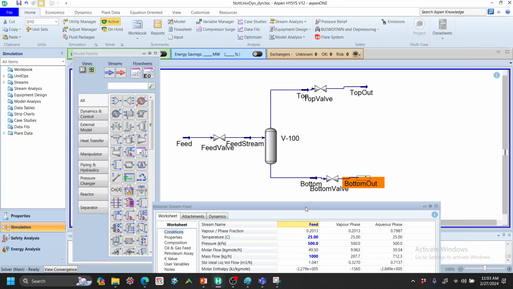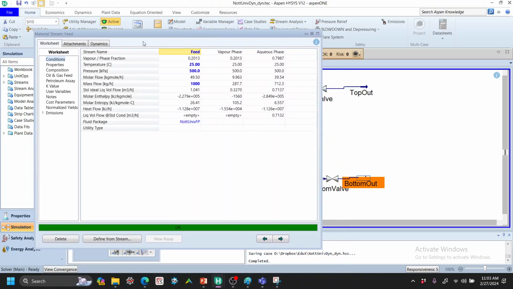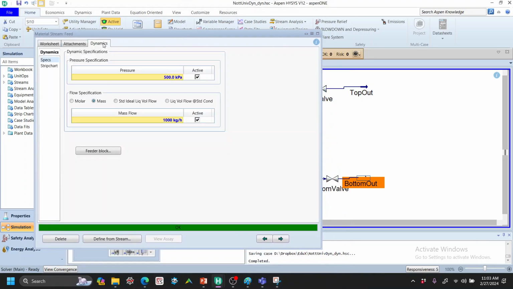So once we go to the feed, for example, and we go to dynamic, we will then specify the pressure. We keep this active, but we are going to deactivate the flow specification. So untick this, and then we go to the worksheet.